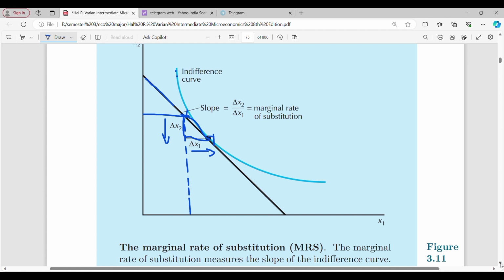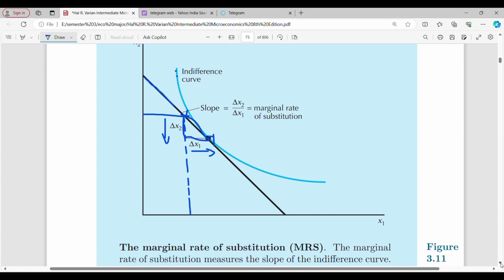So if the consumer gives up delta x1 units of good 1, he can get E delta x1 units of good 2, where we denote the rate of exchange as E, according to the rate at which the exchange happens.